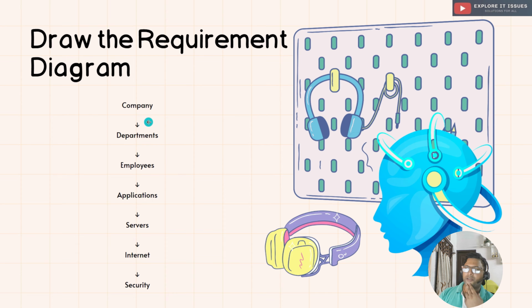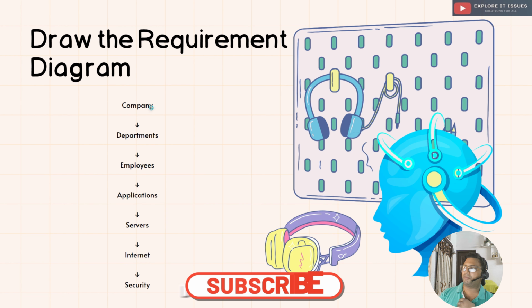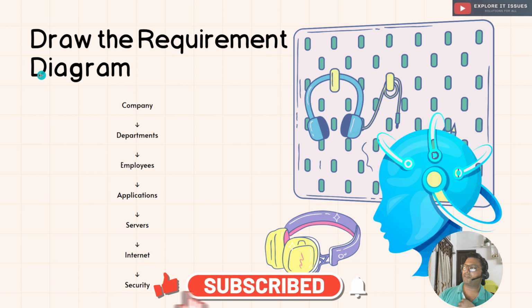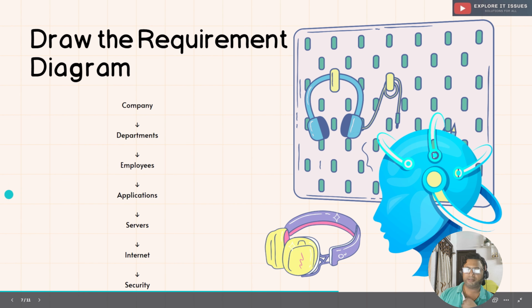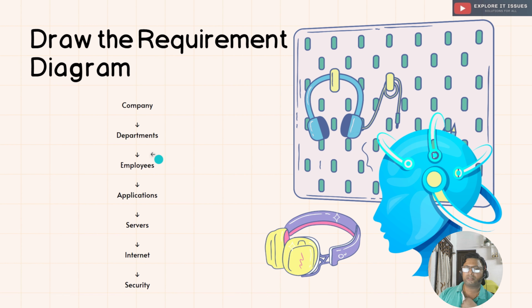Today we have 120 users. After 3 years, the expansion may be 200 users. Can our design support that? Of course, we need to include it in the requirement diagram. Our requirement diagram covers company, department, employees, applications, servers, internet, and security. Notice we are still not drawing any networking device. We are organizing the information first.